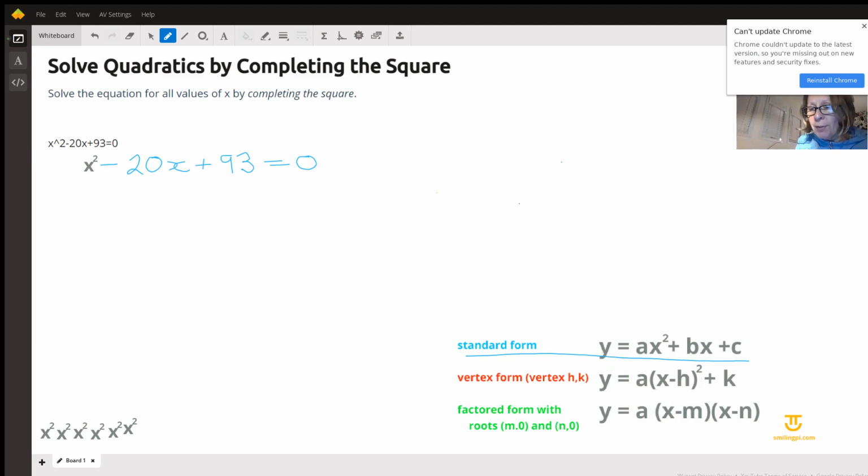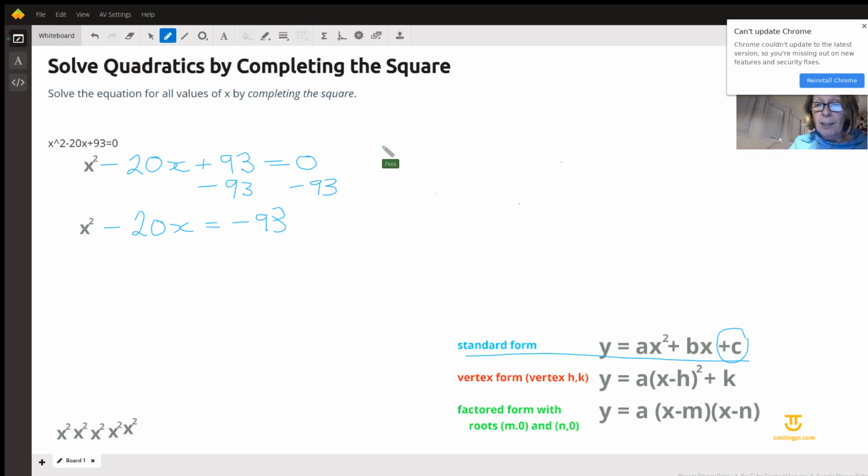It is very helpful when you're solving by completing the square to take this c to the other side. So in this case, we have plus 93. If we just do the opposite, we're going to subtract 93 from both sides. That's going to leave us with x squared minus 20x equals negative 93. Completing the square literally means complete the square.